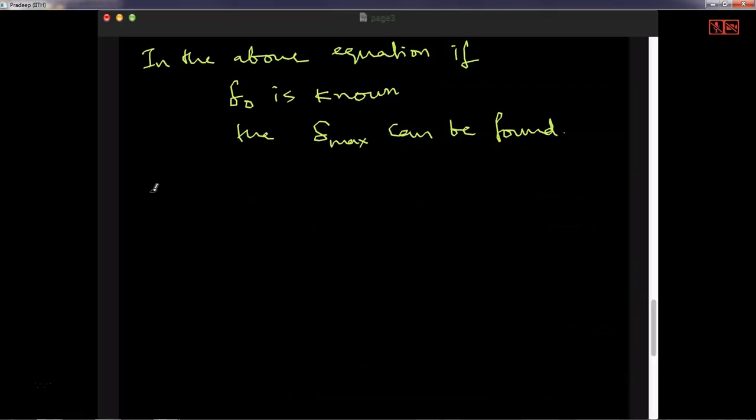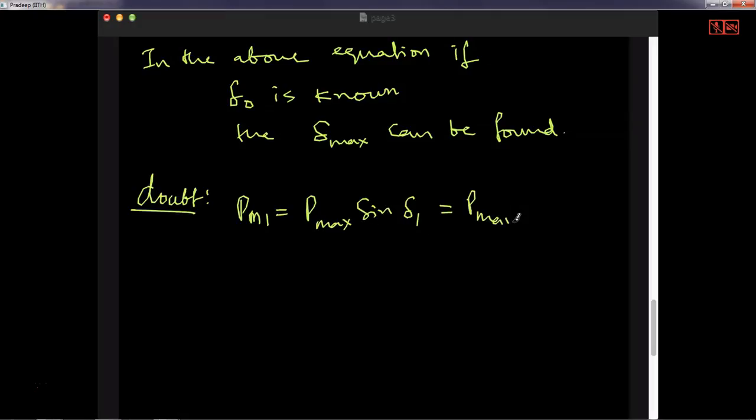So the doubt asked is PM1 equal to Pmax sine of delta 1. So actually this is correct. It is also equal to Pmax sine of delta max.